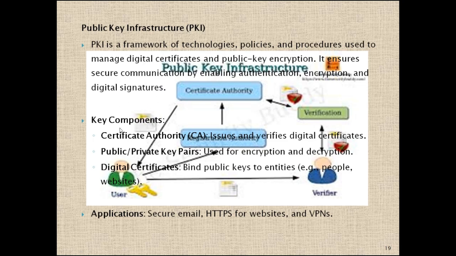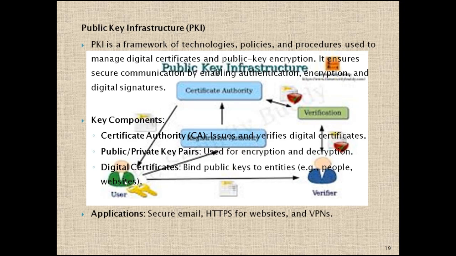What are the key components of the PKI? It has three components: the certificate authority, CA, public/private key pairs, and digital certificates. So let's take the first two. The certificate authority issues and verifies digital certificates, whether the certificates are authentic and which site they are coming from. Then the public/private key pairs are used for encryption and decryption. Then we have the digital certificates, which bind public keys to entities, e.g. people or websites. For example, if you have a digital certificate, it binds it to your person or to your website.